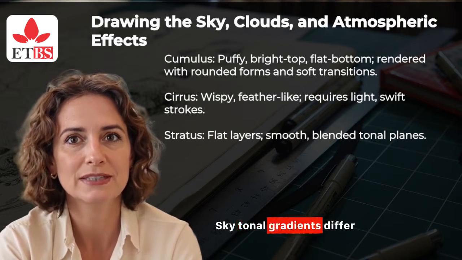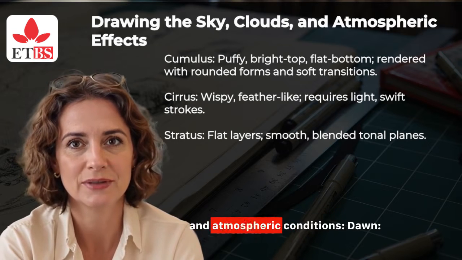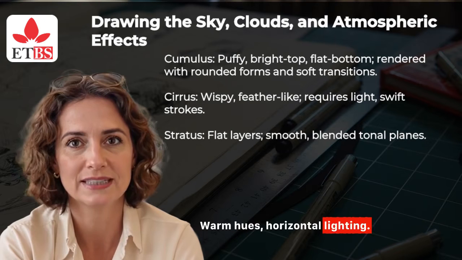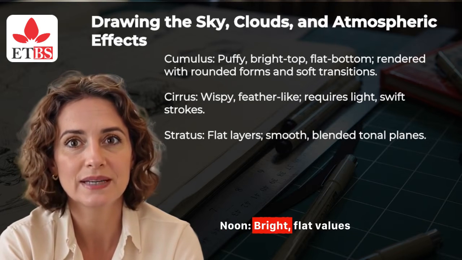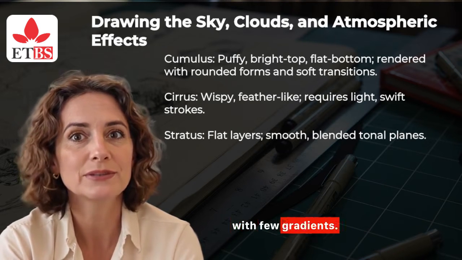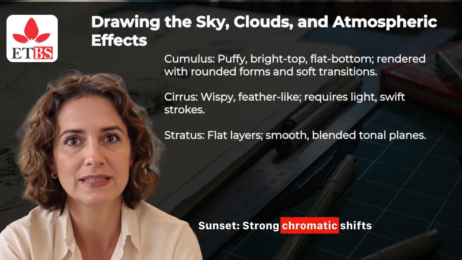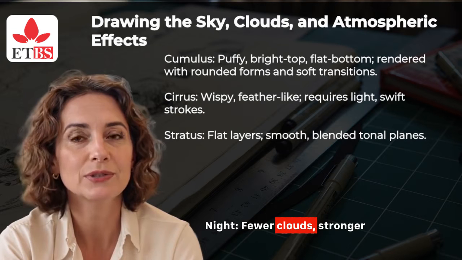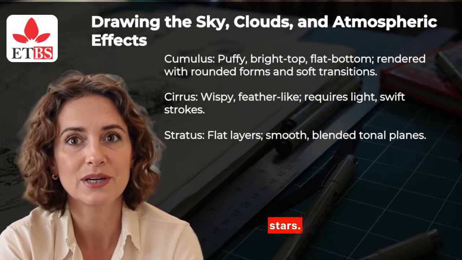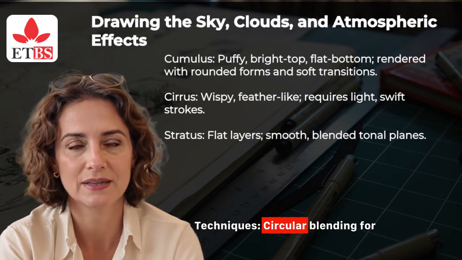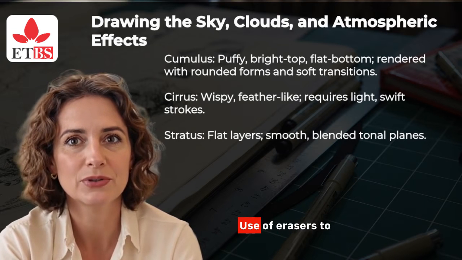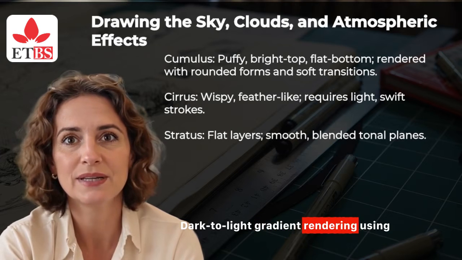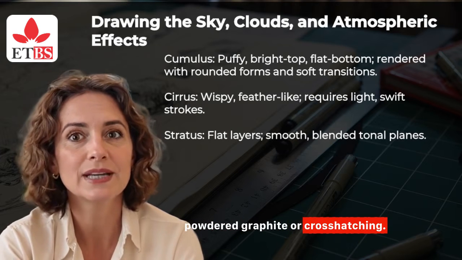Sky tonal gradients differ by time of day and atmospheric conditions. Dawn: warm hues, horizontal lighting. Noon: bright, flat values with few gradients. Sunset: strong chromatic shifts and dramatic contrast. Night: fewer clouds, stronger contrast from moon or stars. Techniques: circular blending for softness. Use of erasers to lift light into cloud shapes. Dark to light gradient rendering using powdered graphite or cross-hatching.